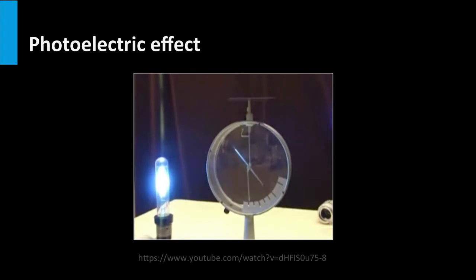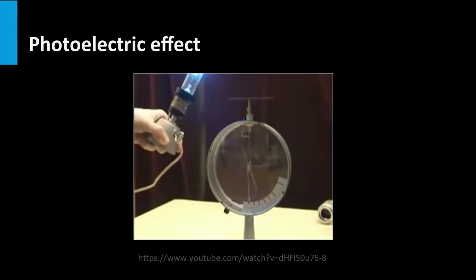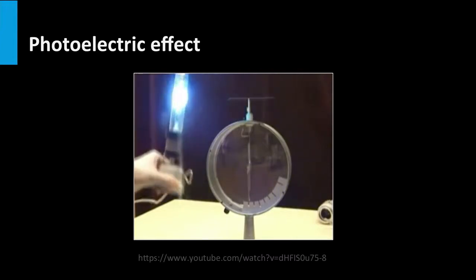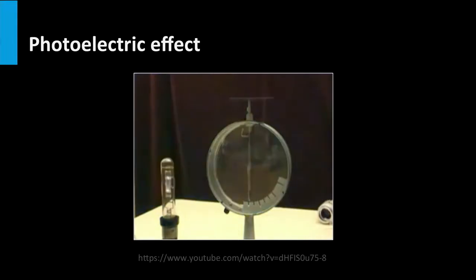Now, the bar is illuminated with a lamp. What we see is that the light is able to remove the charges very fast. If you repeat this experiment with reddish light, this effect does not occur. It only occurs for bluish and ultraviolet light.